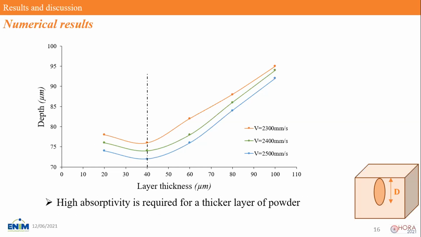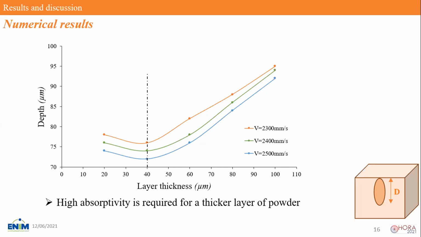This upward trend may be attributed to the fact that high absorptivity is required for a thicker layer of powder, therefore a larger and deeper melt pool, which may redress the previous effect. Thus, an interaction between these two phenomena results in no significant discrepancy in melt pool depth from 20 to 14 micrometer. So in that range of thickness, the first effect is dominant.